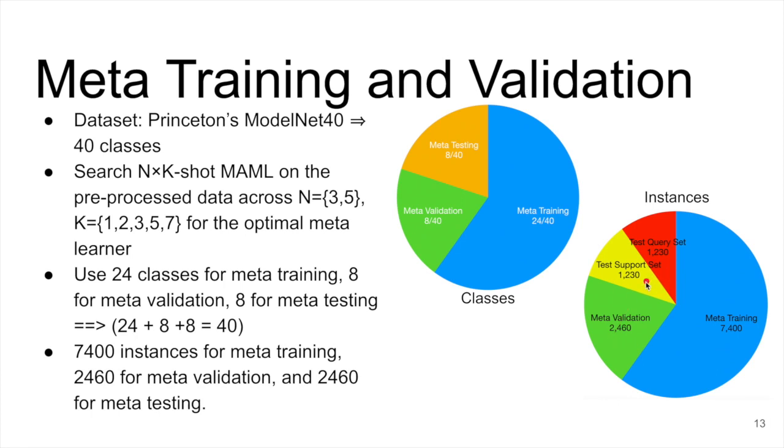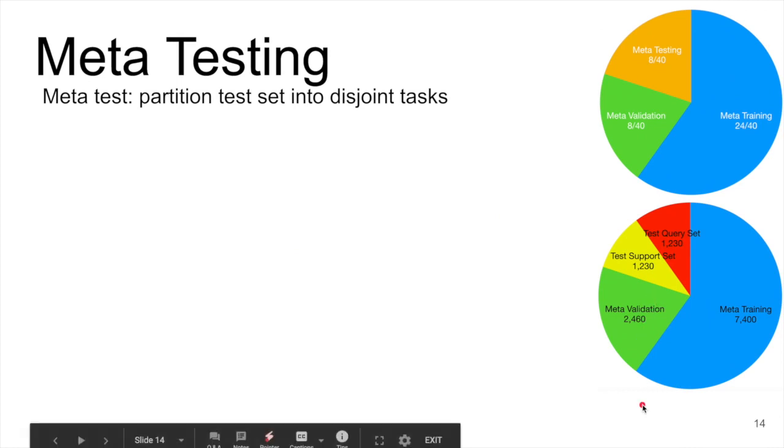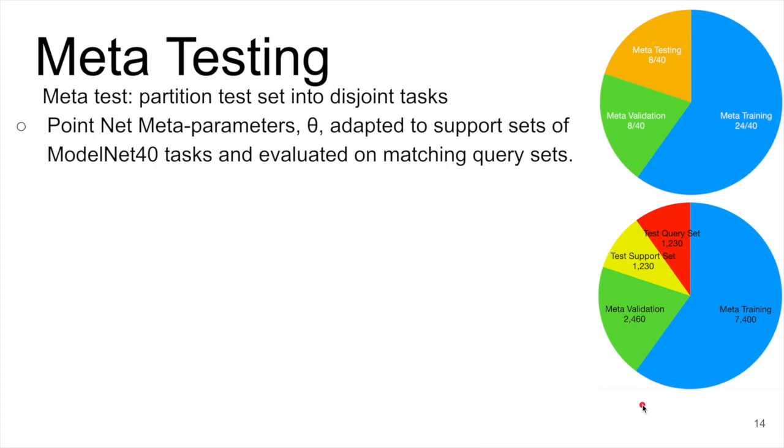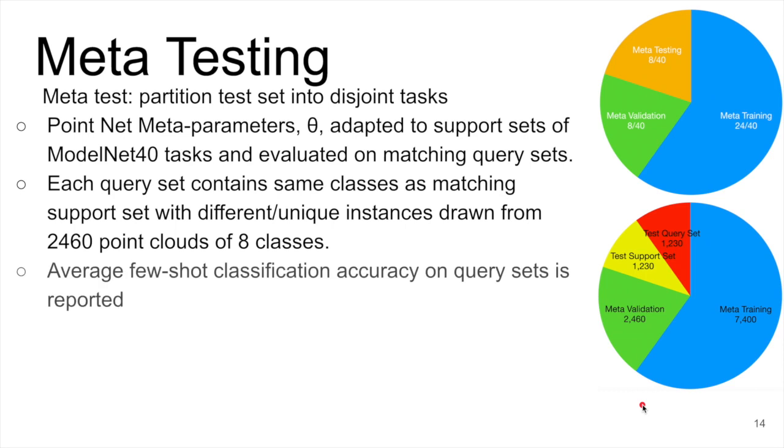We perform algorithm 1, evaluating the trained meta model on our meta validation set. In order to obtain metrics comparable to the test set accuracy of PointNet on ModelNet 40, we perform a meta test by partitioning our test set into disjoint tasks. The meta parameters theta are then adapted to support sets of these tasks and evaluated on the query sets. Each query set contains the same classes as its matching support set with different and unique instances. These classes are drawn by partitioning the 8 classes of 2460 instances into unique n by k tasks consisting of a support and query set. The average few-shot classification on the query sets is then reported.